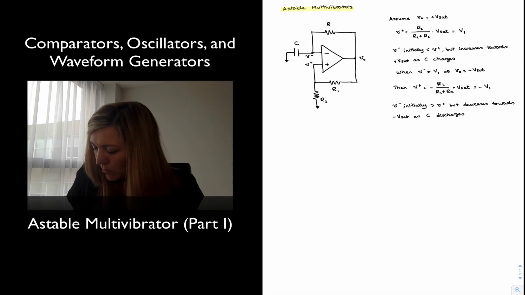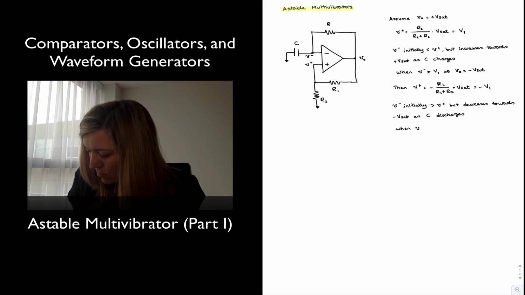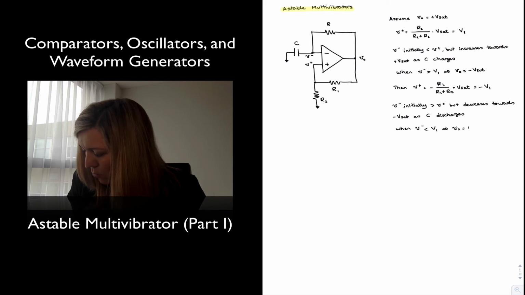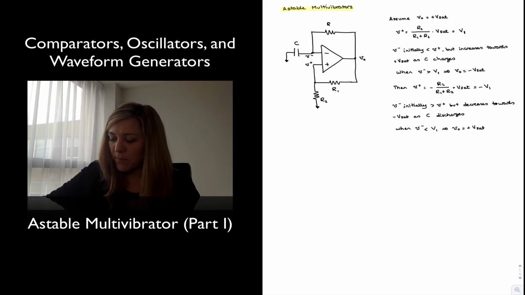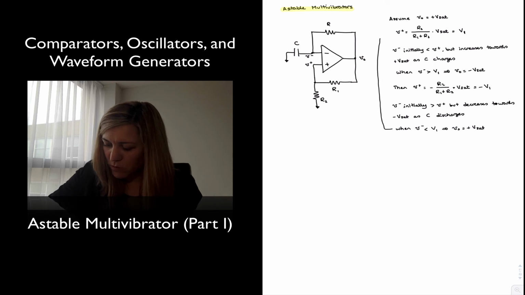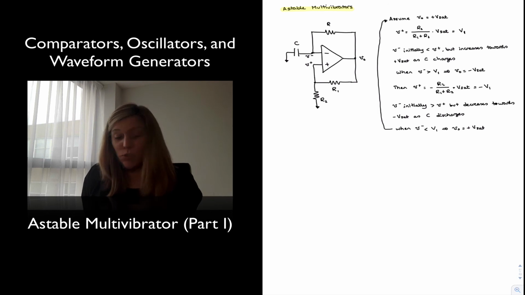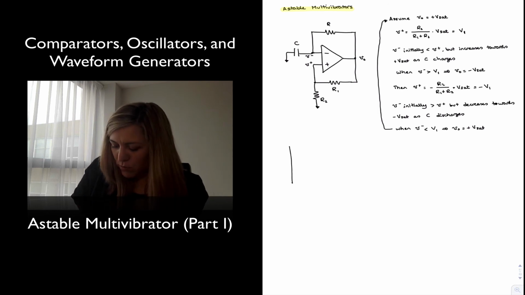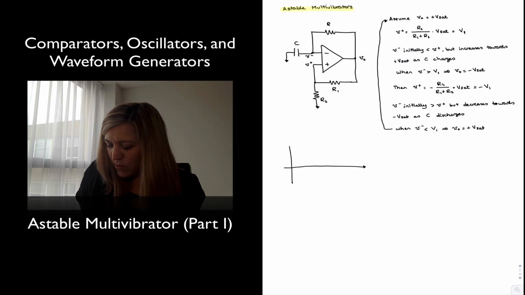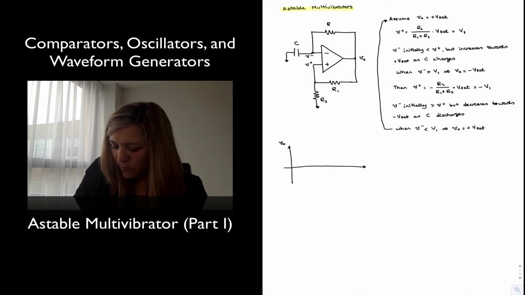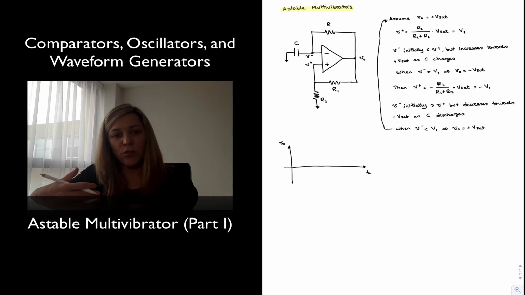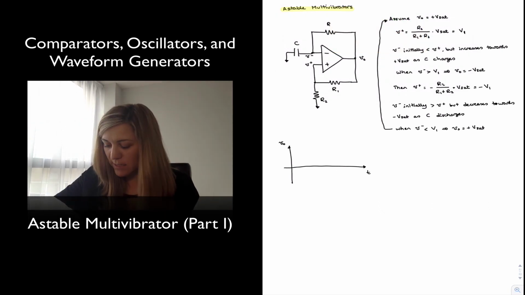But once it becomes less than negative V1, then the output will switch again to positive Vsat and we will be back at the beginning. And so we will be resuming the process cyclically. The result of this, if we wanted to plot it graphically, as far as Vout is concerned, is that Vout is going to be switching between positive and negative saturation voltage without the need for any input, without the need for any triggering signal.